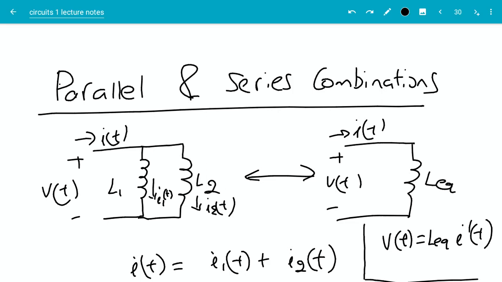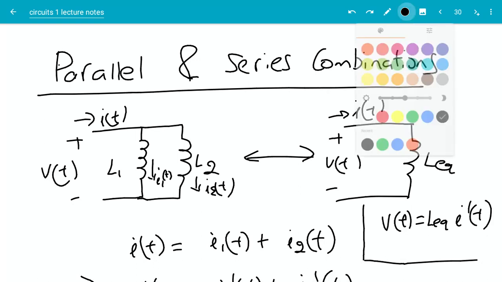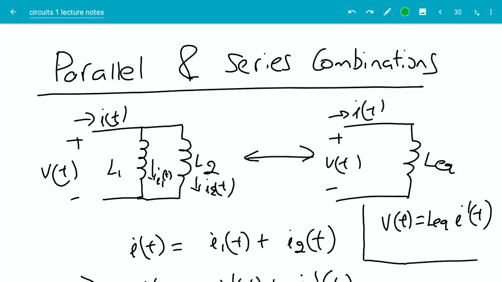Hello everybody. So in this video, we're going to talk about parallel and series combinations of inductors and capacitors. All right, so what's the deal? Assume that we have two inductors, L1 and L2, connected in parallel this way, and we want to replace them with a single inductor L equivalent like this. Okay, so now what do I mean by replacing?